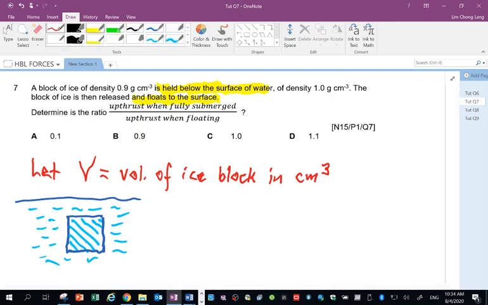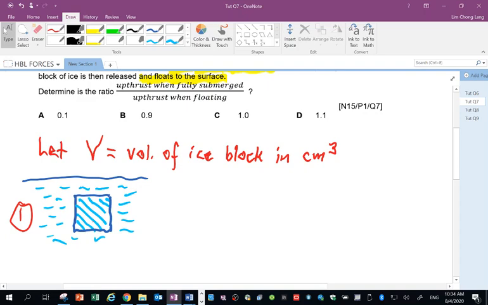The first situation is when it is held below the surface of water. So let me write the forces acting on it. First, you have the upthrust, I call it U1, and then you have the weight of ice. And then in order for it to be below the surface of water, there must be an external force holding the ice. So actually, for equilibrium to take place, the upward force U1 must be equal to the sum of downward forces, F external plus weight of ice.